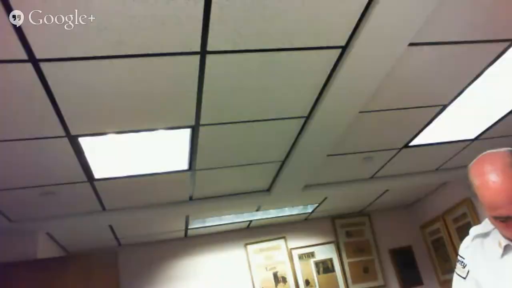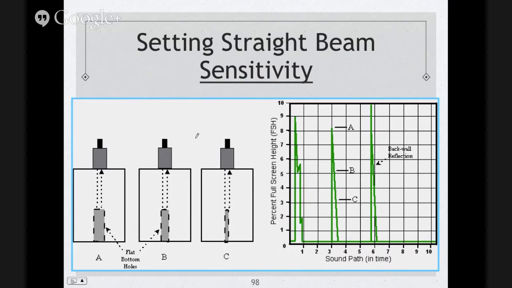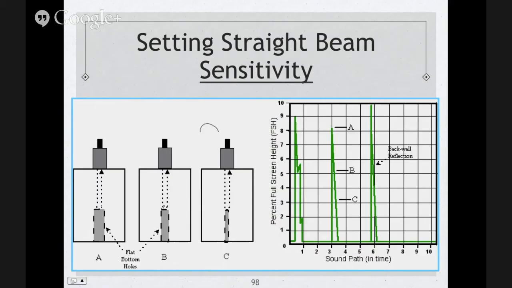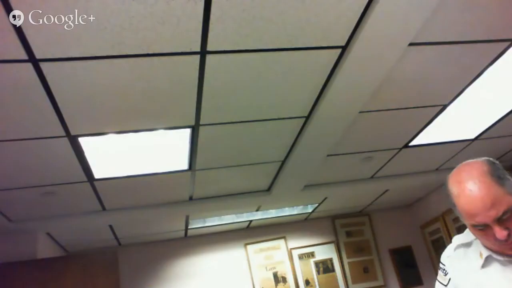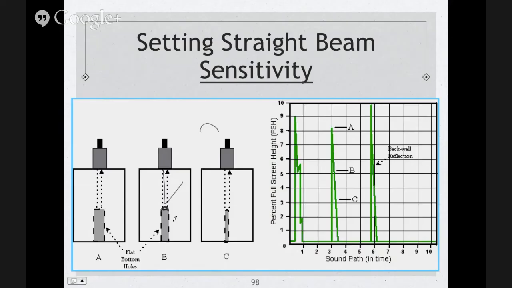And why are they flat? Why don't we want our drilled holes to have this shape? If we use a normal drill and the hole is rounded like this, concave, the reflection will not reflect back to our transducer. It'll probably bounce someplace else. You're going to have a skewed reflection. So you want to have a flat bottom hole.